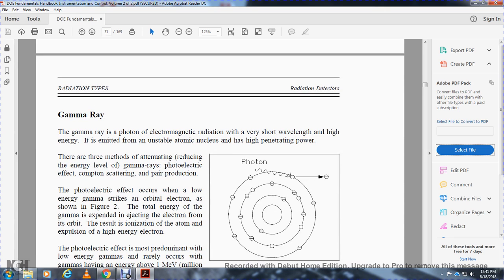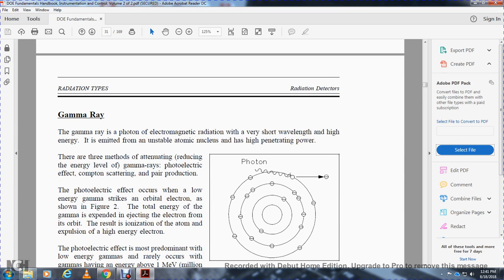Gamma ray. A gamma ray is a photon of electromagnetic radiation with a very short wavelength and high energy, emitted from an unstable atomic nucleus, and it has high penetration power. There are three methods of reducing the energy level of gamma rays: the photoelectric effect, Compton scattering, and pair production.